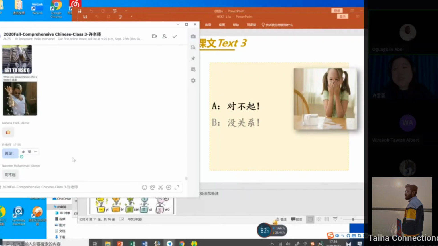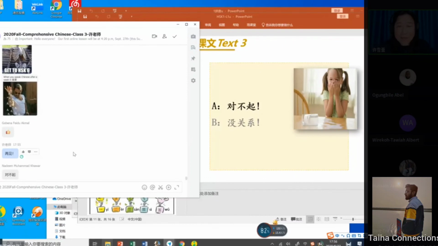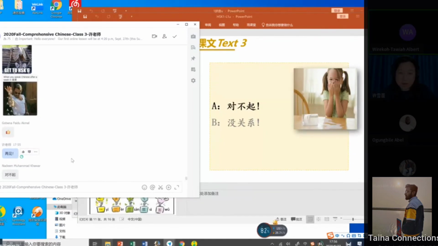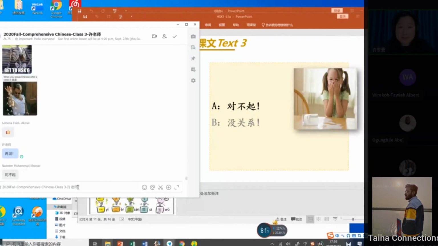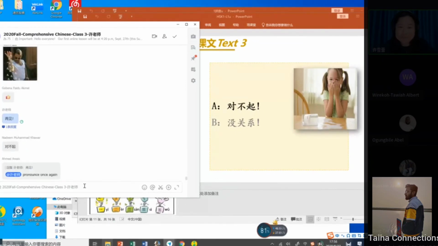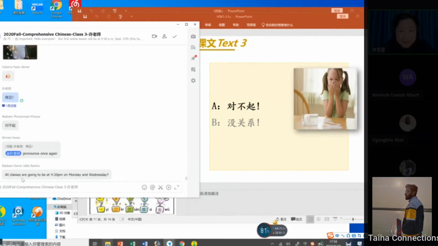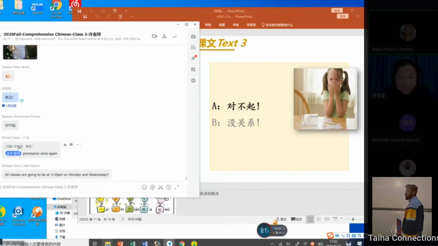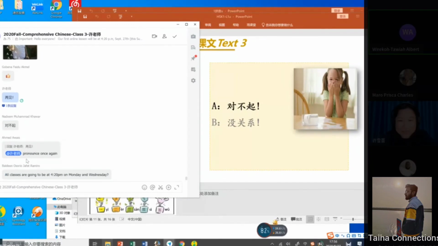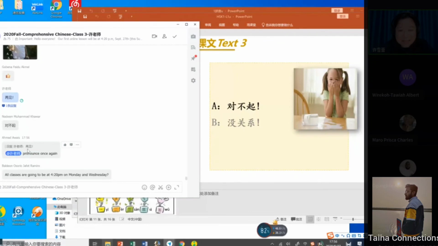Okay. Yeah, that's all for today's class, and we're going to see each other tomorrow, right? So, tomorrow, 明天, 明, it's tomorrow. 明天. So, I will say, 明天再见. 明天再见. Okay. Someone wants to learn 再见.